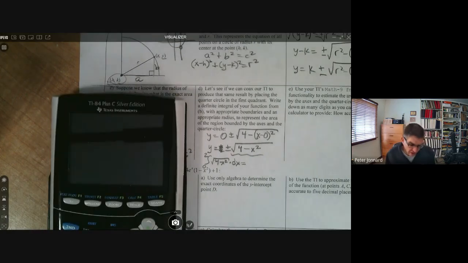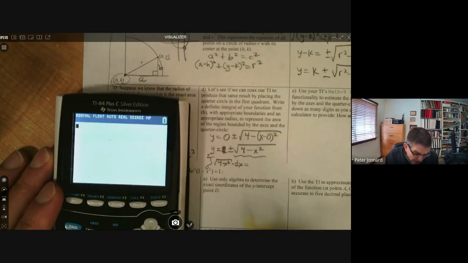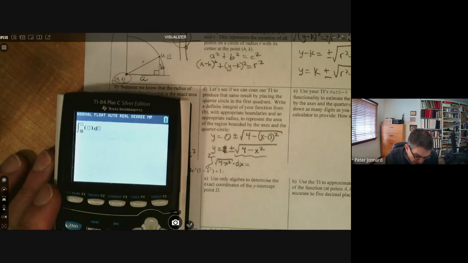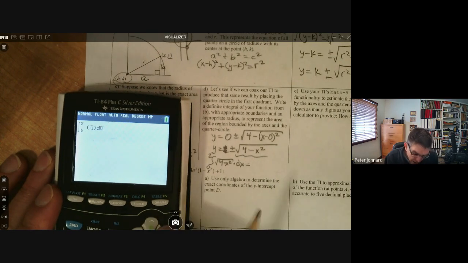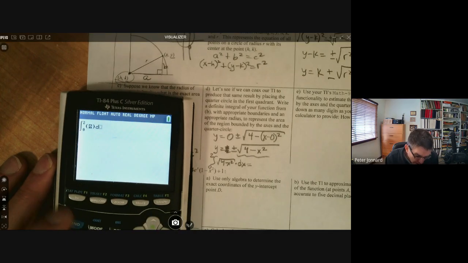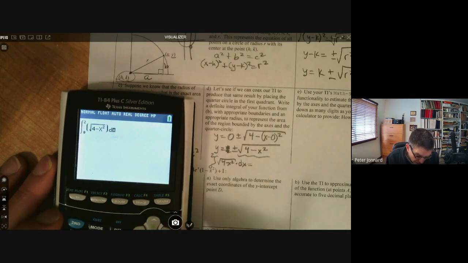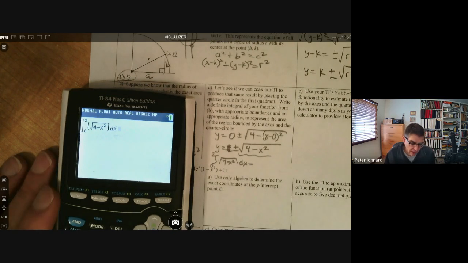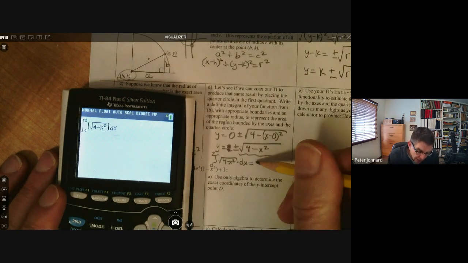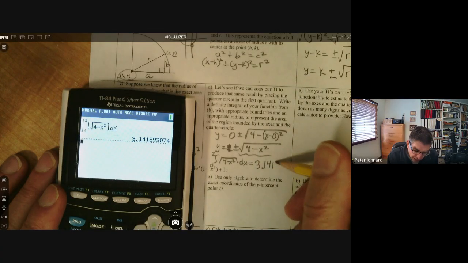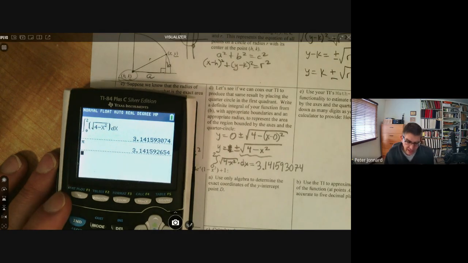Although you might be surprised, your calculator may not be quite as accurate as you would ideally like it to be. So I'll do math 9, and I will go from 0 to 2 of the square root of 4 minus x squared and integrate that with respect to x. And so here we are. And look at this, 3, whoops, I spoke too soon, 3.14159, and then 3074. Okay, it's not terribly inaccurate.